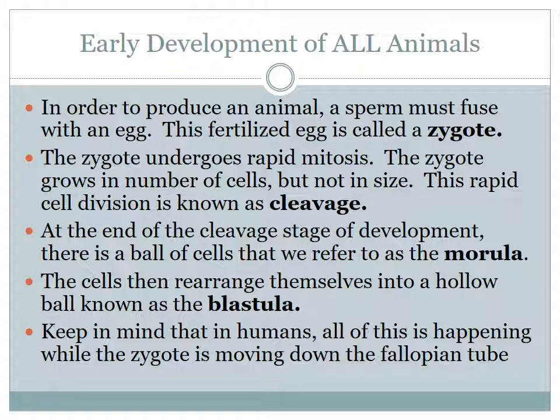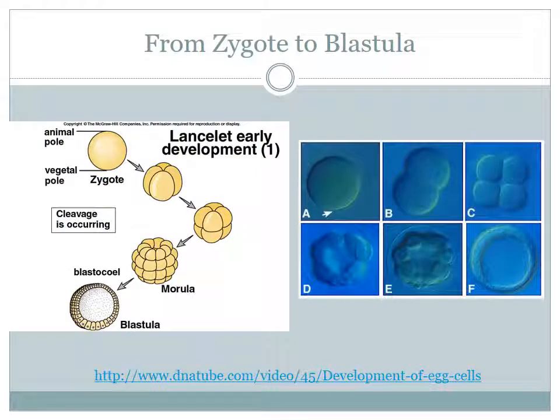Now it can happen in other animals externally or in different parts of the reproductive system, but for humans, it's happening as it's moving down the fallopian tube prior to implantation. So here we have two different diagrams that show you what it looks like from zygote to blastula.